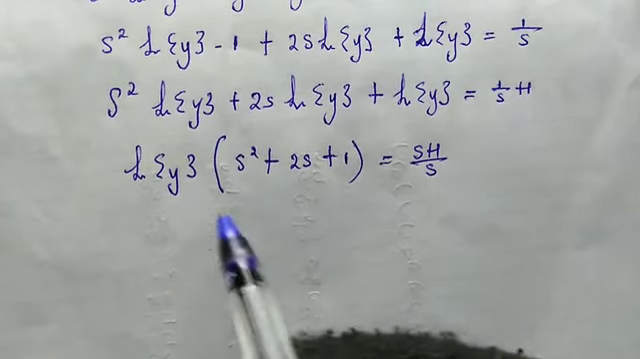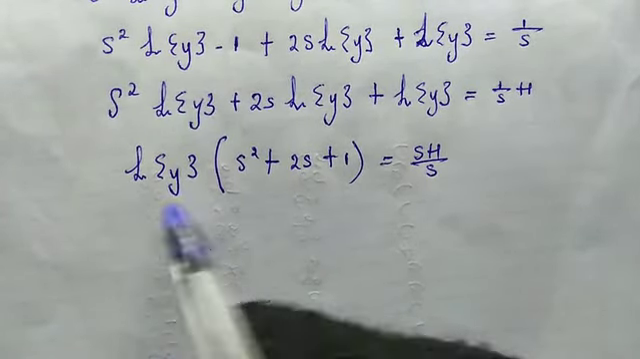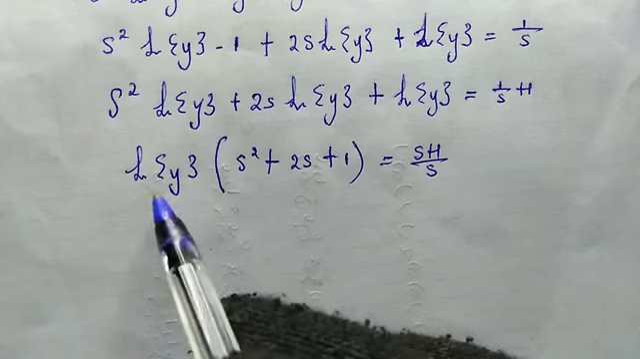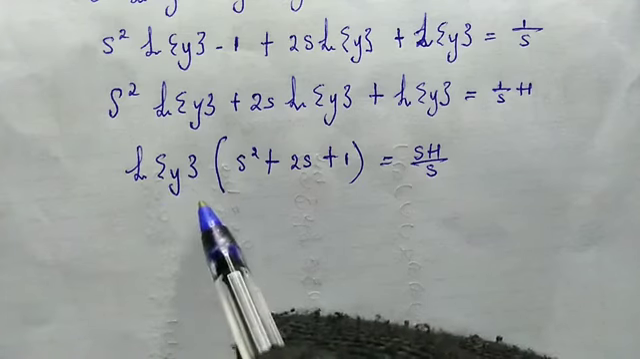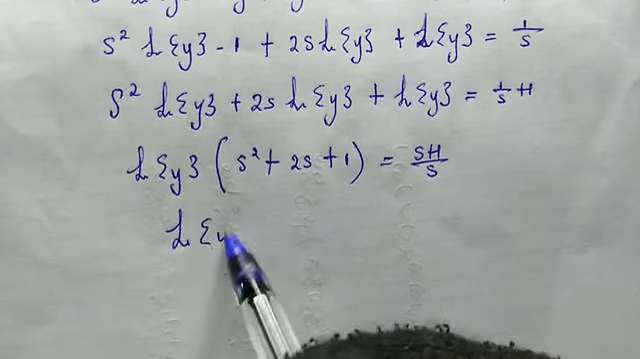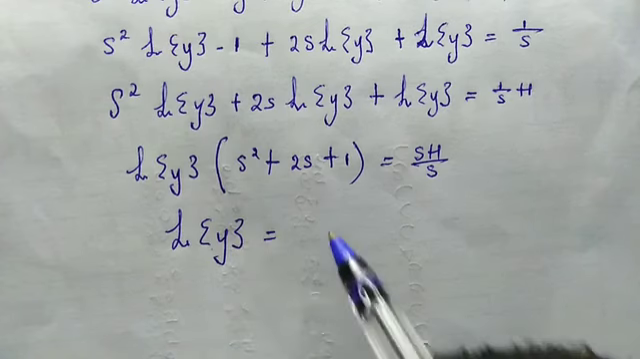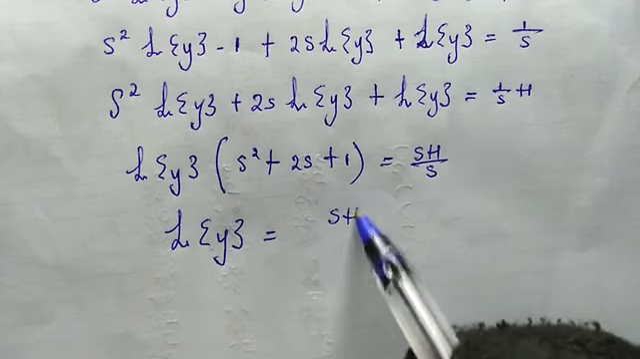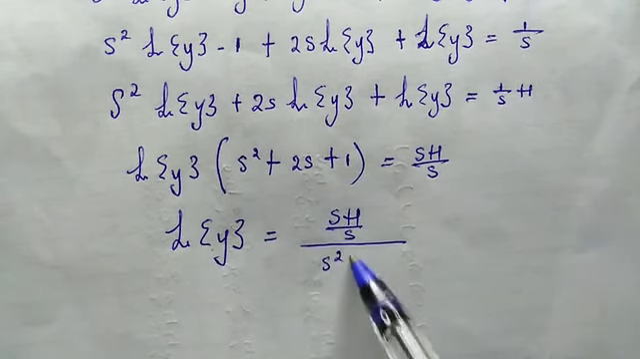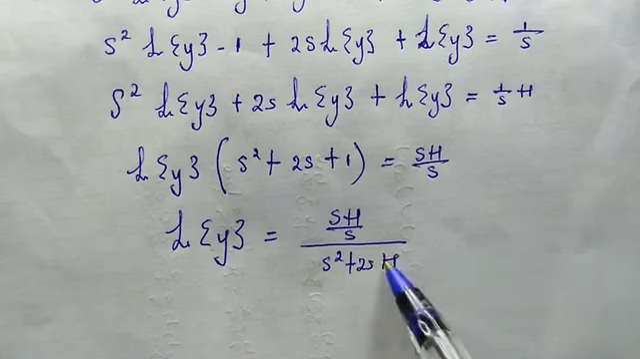So now from here, we are going to divide both sides by s squared plus 2s plus 1, since we are trying to make the Laplace transform of y the subject, right? So here we have the Laplace transform of y. This is equal to s plus 1 over s, all divided by s squared plus 2s plus 1.